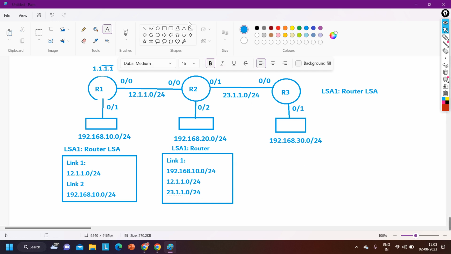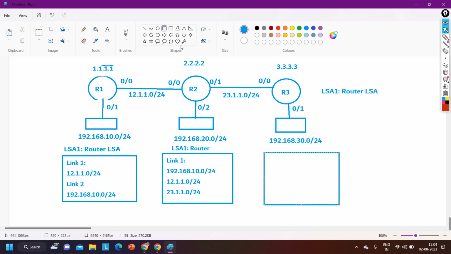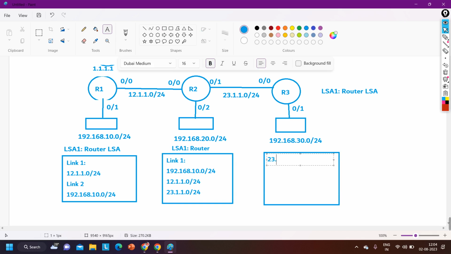In the same way, router 3 will also have its LSA1. In its LSA1 it will keep these two links' information, 23.1.1.0/24 and 192.168.30.0/24.